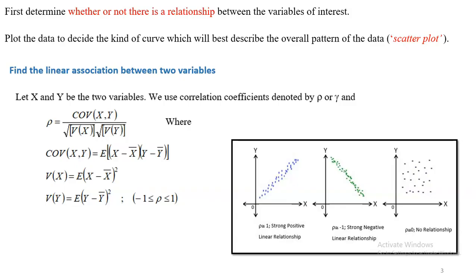The variance of x is the expected value of (x minus x bar) whole thing squared, and similarly the variance of y is equal to the expected value of (y minus y bar) whole thing squared. So this rho value is a number between -1 and +1. In the first figure, you can see rho being more or less equal to 1. The second one is more or less equal to -1, and the third one is more or less equal to 0.